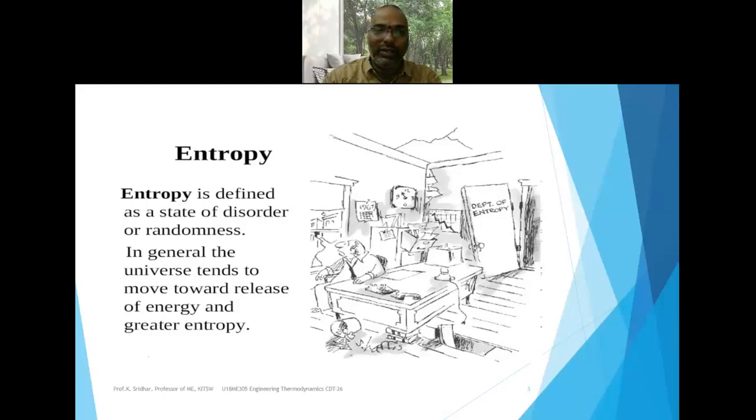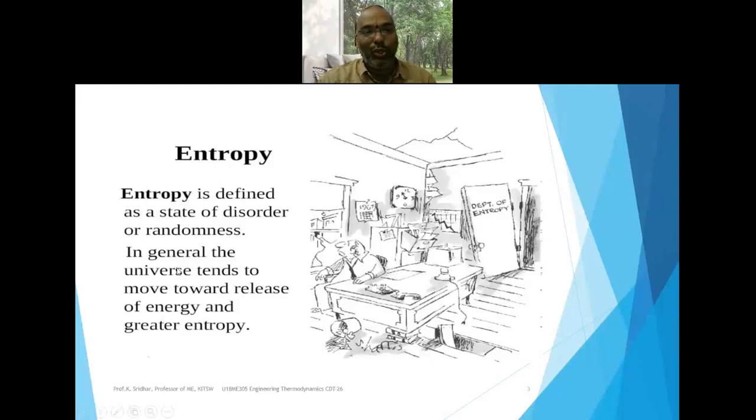Because we studied that entropy is basically a measure of the randomness or the disorderness of the molecules. So the disorderness or randomness of the molecules is measured by the entropy. If the disorderness of the molecules is very high, then automatically the entropy of the system is also very high. Whenever the disorderness goes on increasing, we can say that the entropy of the system or the universe is also increasing. So just go through this figure. Entropy is defined as a state of disorderness or randomness.